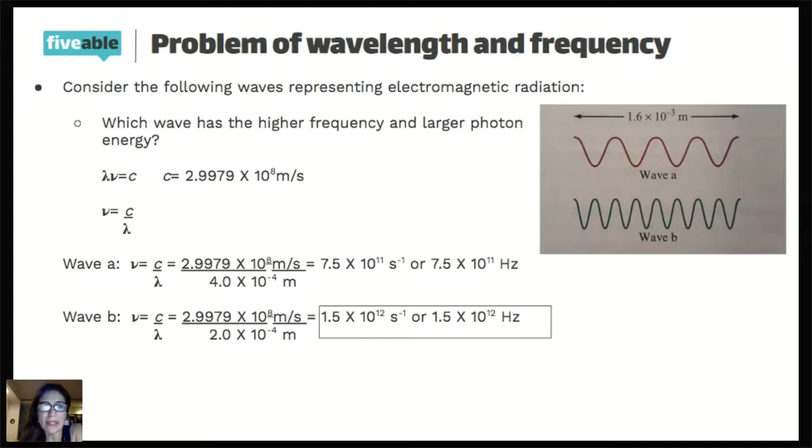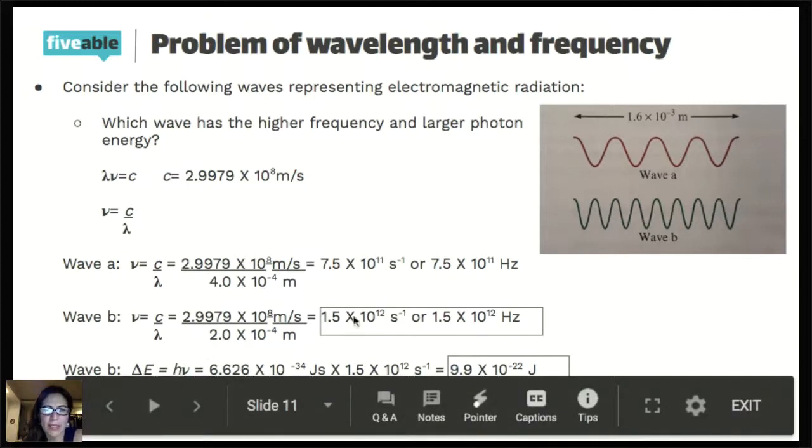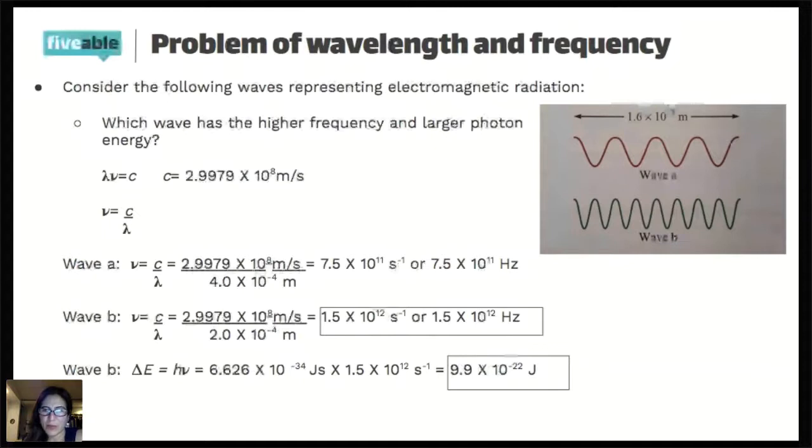Yes, the link of the slides will be provided after the stream is over. And then we can calculate the photon energy by using this equation. And I was saying a while ago that h is Planck's constant, and you don't need to memorize it because it will be on the constant values for the AP exam. So by doing this equation, you will get that the photon energy for wave B would be 9.9 times 10 to the negative 22. Okay, thank you for asking. Let's move on.